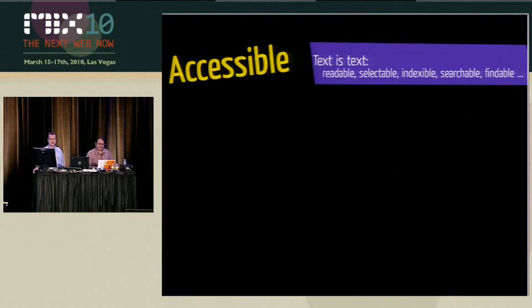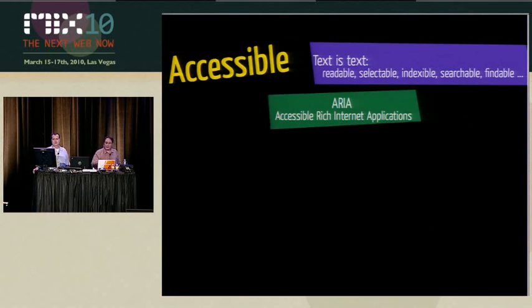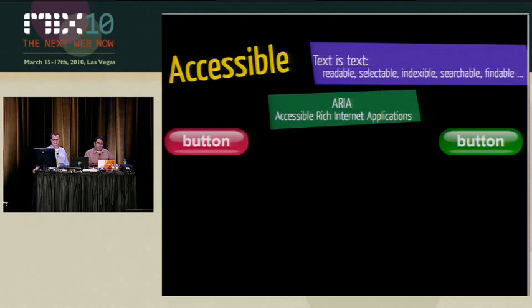And SVG is also accessible. I mentioned that text is text. And also, there's something called ARIA. Who here has heard of ARIA? Anybody? Yay, good for you. ARIA is accessible rich internet applications, and I hope everybody starts using them. If you're doing any kind of styling, creating custom controls in HTML or SVG, you should be aware of ARIA. Who can tell me what the difference between these two buttons is? Anybody?